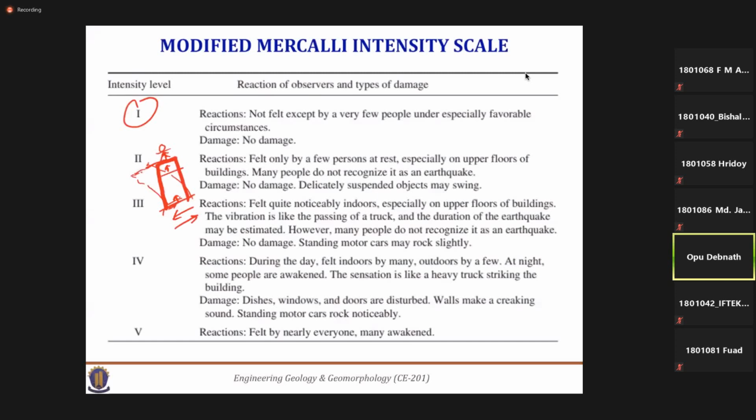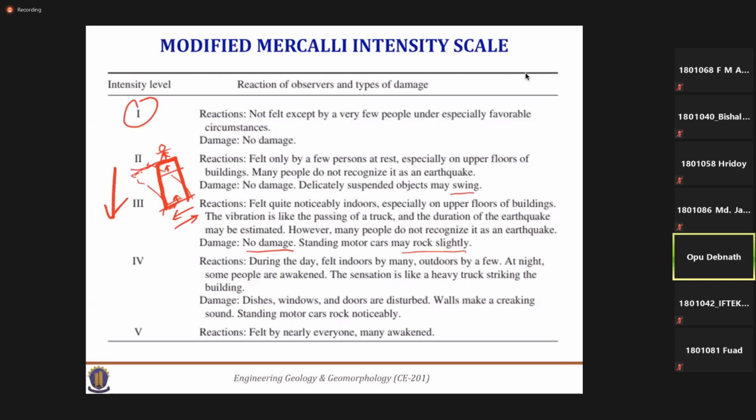And the second intensity, this is two, and with the increase of the intensity, the damage and reaction also considerably increase, and up to 3 there is no damage. At intensity level 2, there is no damage, some objects may swing. At intensity level 3, standing motor cars may rock. That means the motor cars may slide some, or tend to move.